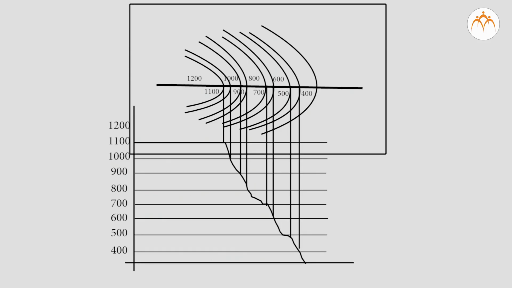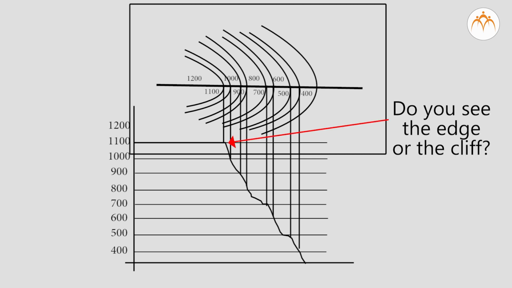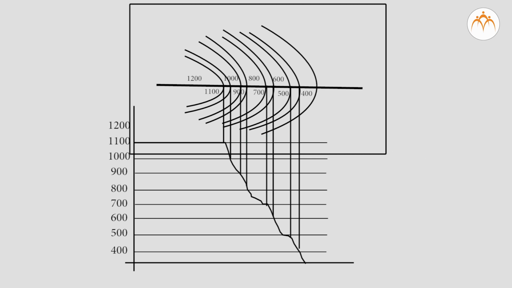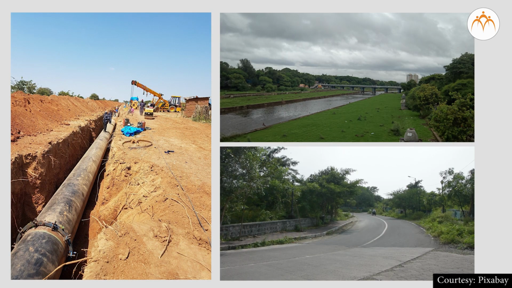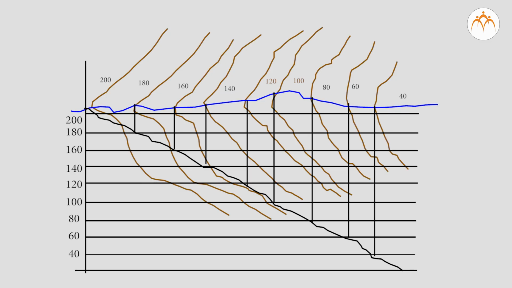In the above diagram, the contour lines are joined. Do you see the edge or the cliff? Similarly, rivers, pipelines and roads are shown by contour lines. In the diagram below, a river is shown. The lines drawn in this diagram are called trailing lines.